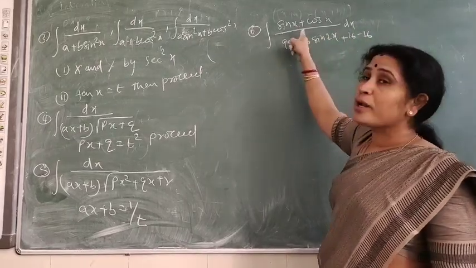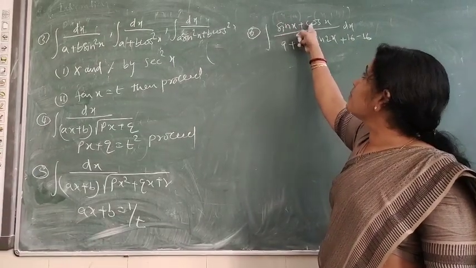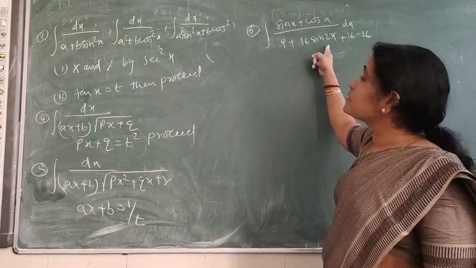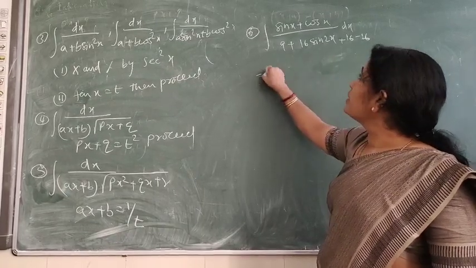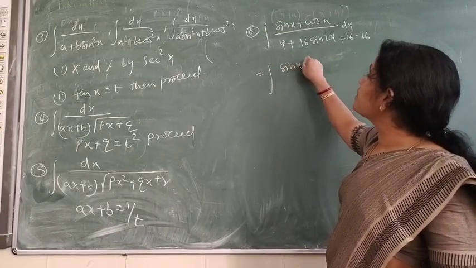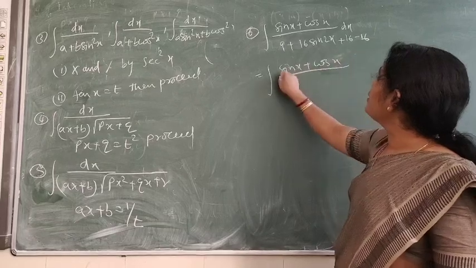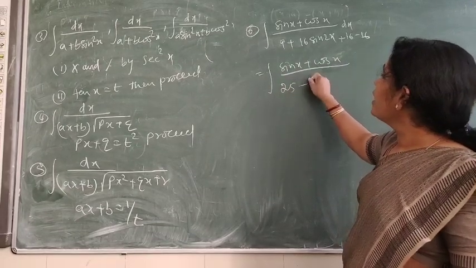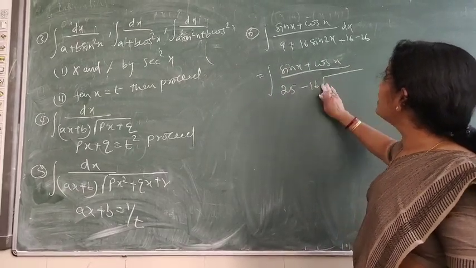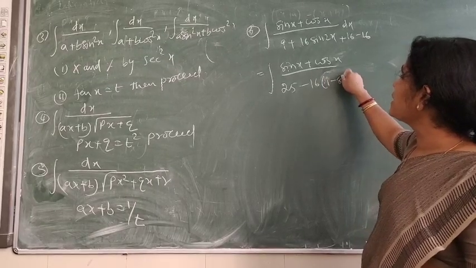Okay, automatically you can bring the differentiation of sin x plus cos x, that is sin x minus cos x, in the denominator. So that's what you have to do. That is sin x plus cos x, the whole upon we get here 25, and then minus 16, take out common. That is equal to, you get 1 minus sin 2x.